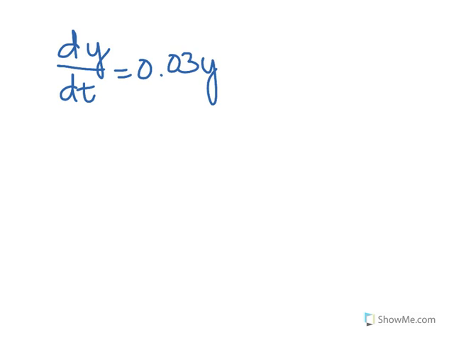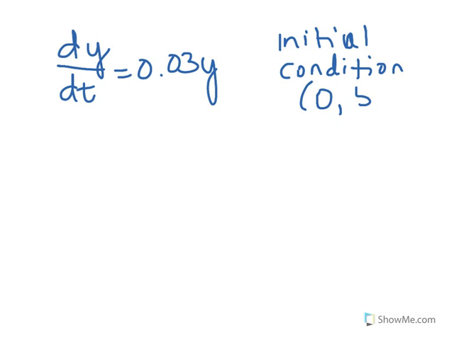So here's an example. Let's say that I have a differential equation dy dt is equal to 0.03y, and we're going to be given an initial condition of (0, 5). We call this an initial condition because the first variable given in this particular pair is 0. So this could be the condition at time 0. At that point, y is equal to 5.